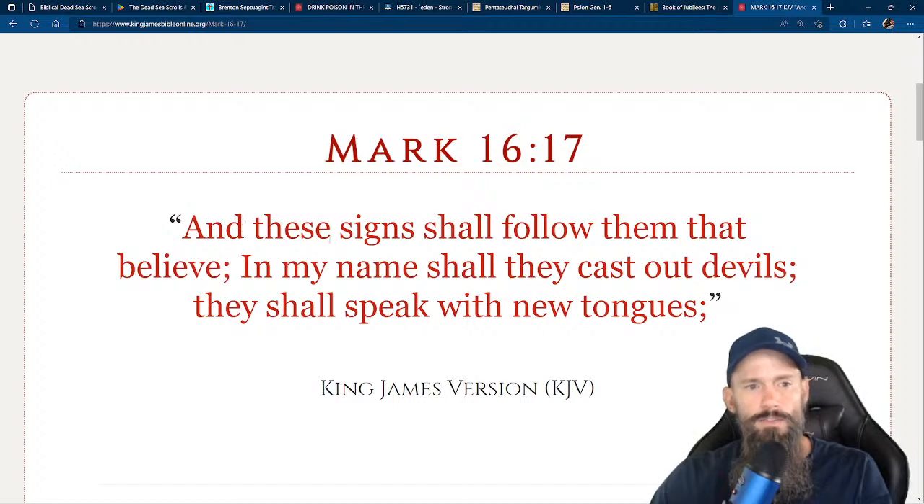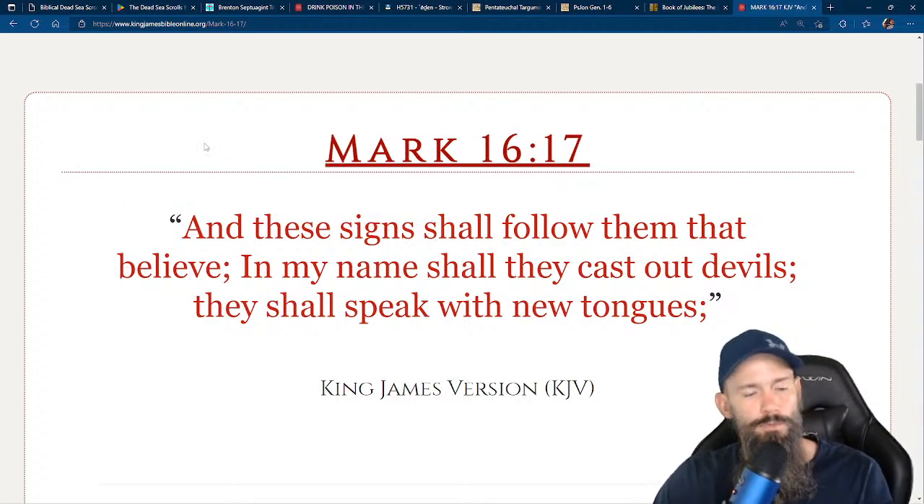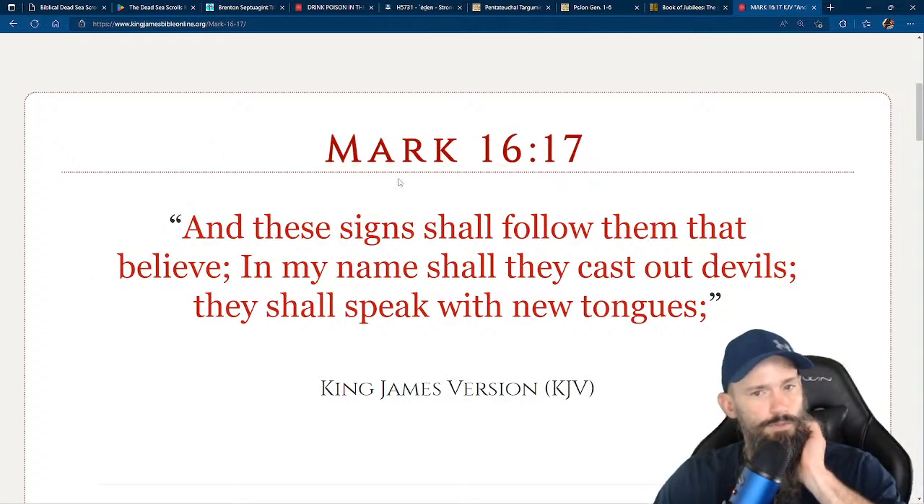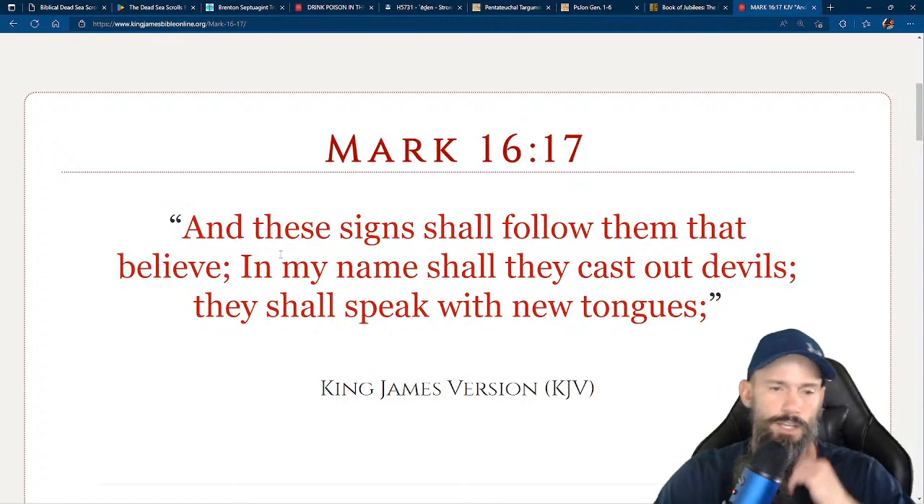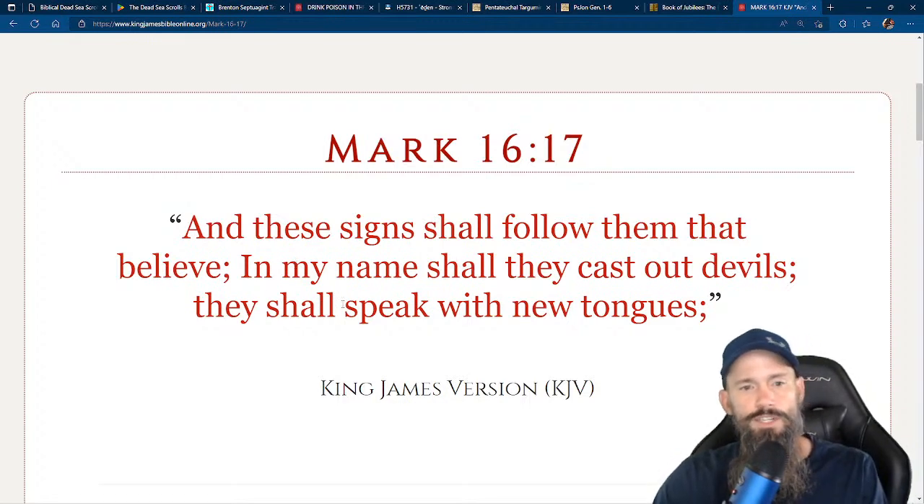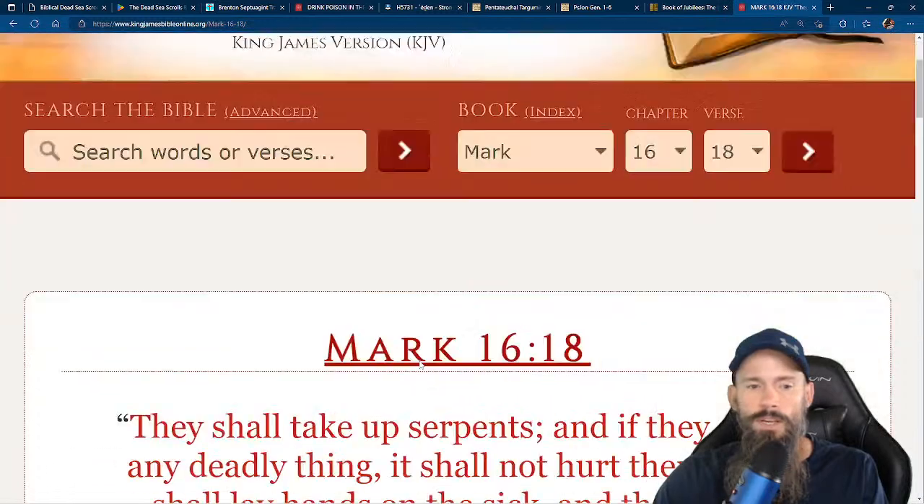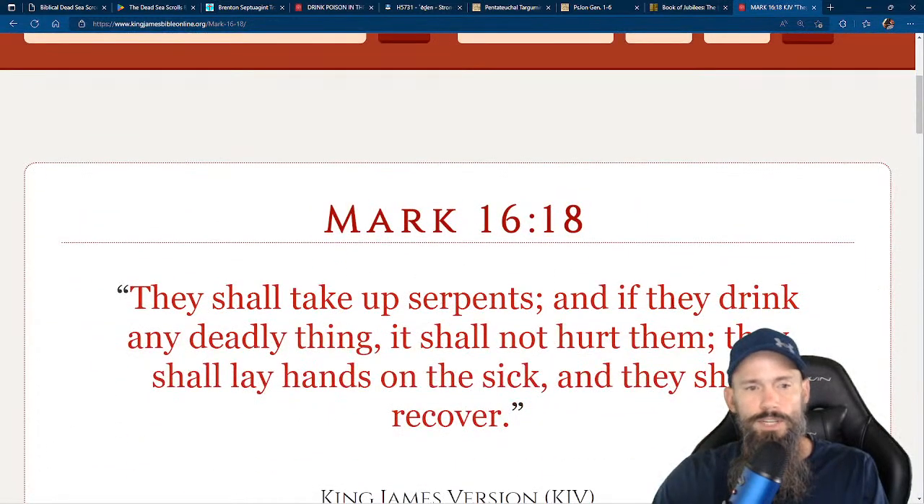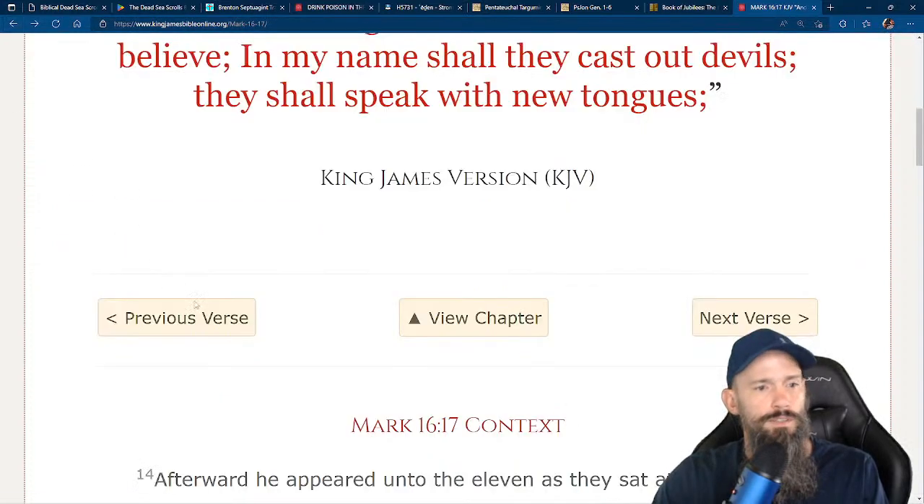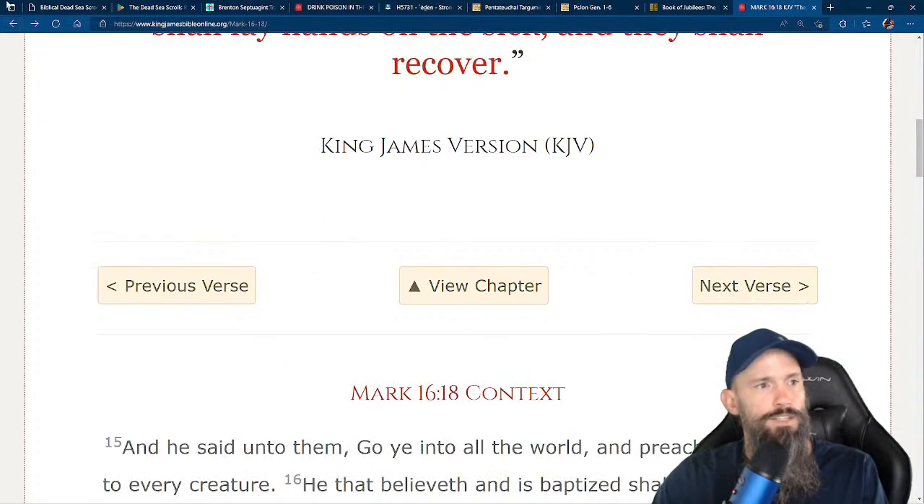okay. These signs will follow them that believe, and that believe, Hebrews chapter 4, keep his commandments. It says in Hebrews chapter 4, if you don't keep the Sabbath, you're in unbelief, no faith. So them that believe, keep his commandments. "In my name shall they cast out devils, they shall speak with new tongues, they shall take up serpents, and if they drink any deadly thing, it shall not hurt them. They shall lay hands on the sick, and they shall recover." That kind of matches what the Targum says.